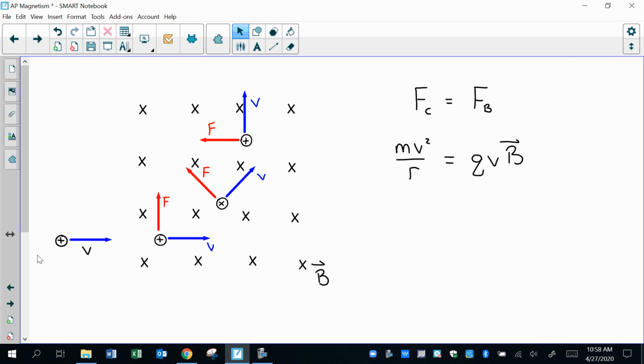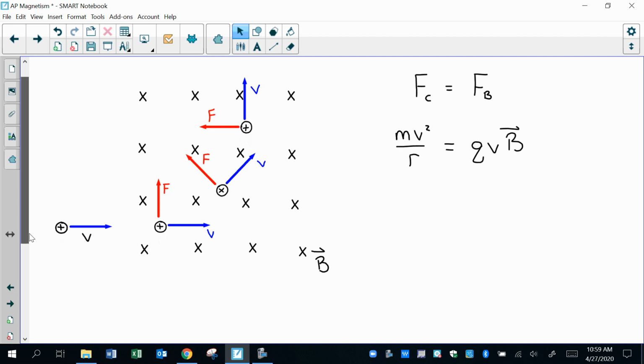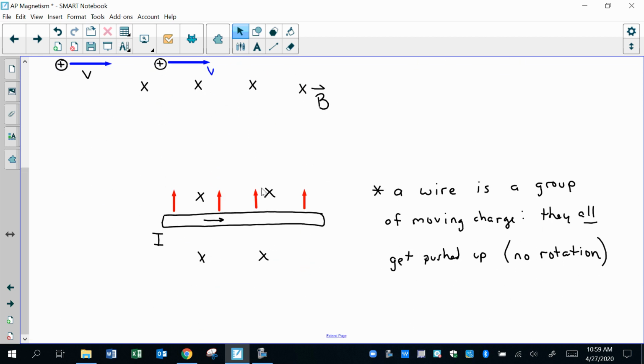So here's another picture, I think a better picture of this object moving along in a circle because of the presence of a magnetic field. So mv squared over r is uniform circular motion. QVB is our magnetic force equation. So these two things we bring together quite often. A wire is a group of moving charge. They all get pushed up.